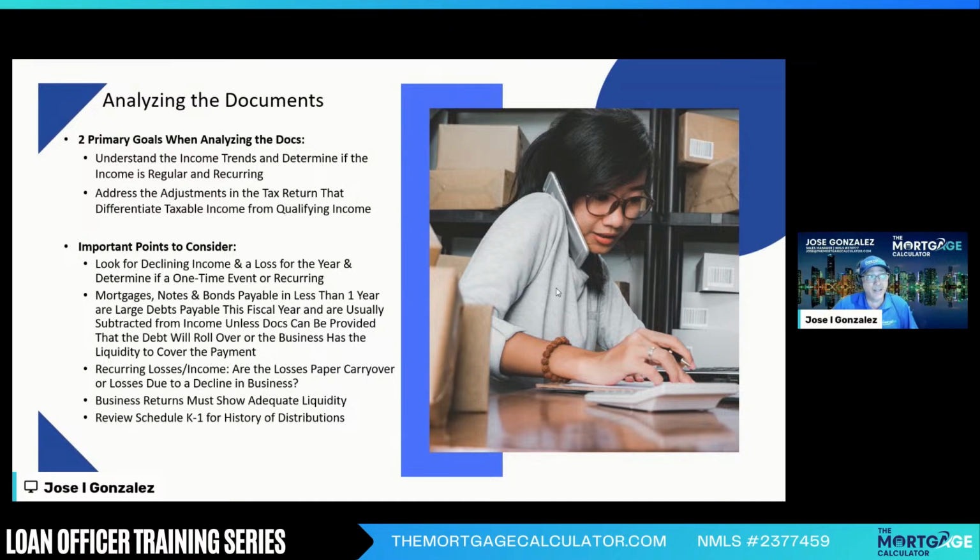You have to understand the income trends and determine if the income is regular and recurring. In other words, hopefully the business income is tracking in a positive direction, as in increasing, not declining. If it's declining, we have a serious problem. And then you have to see if the net income noted is recurring income or non-recurring income. And then we have to address the adjustments in the tax return that differentiate taxable income from qualifying income.